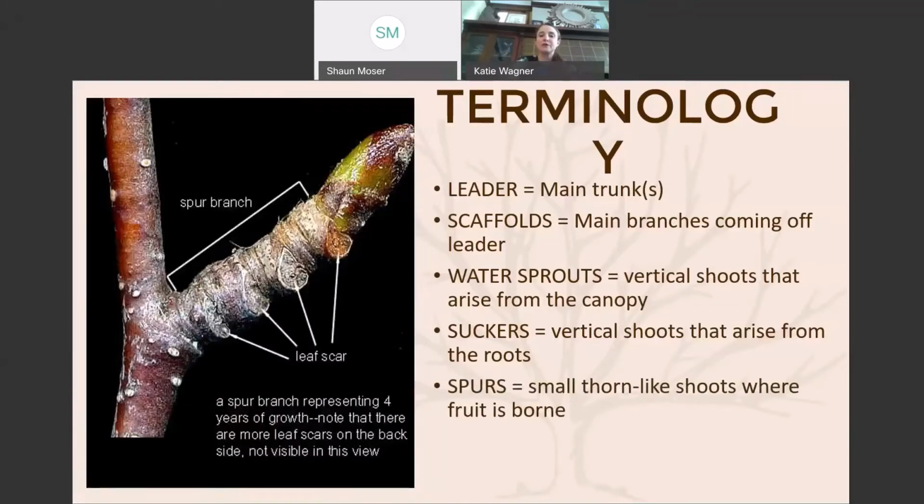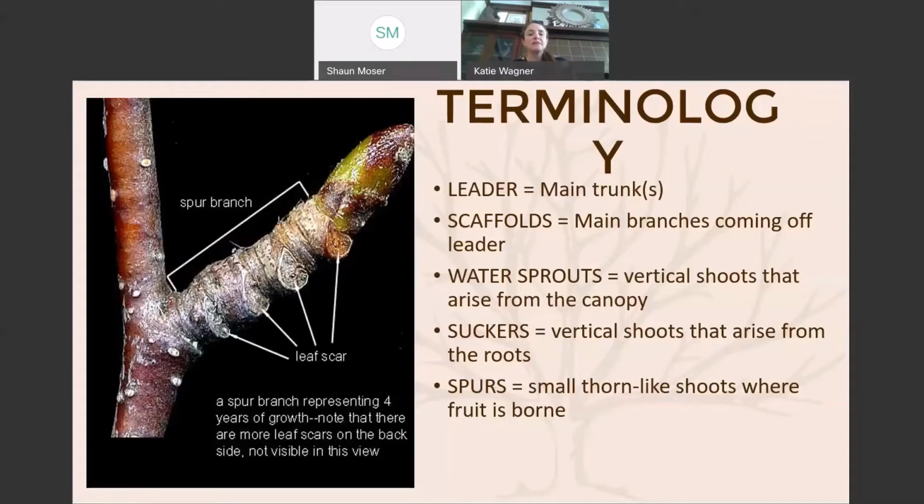And then spurs. And spurs are what we're going to find in our pome fruits. So pome are our apples and our pears. And these are short condensed stems. They kind of look a little bit like thorns. They're real small and almost stubby looking. And this is where the fruit is produced on apples and pears, okay?